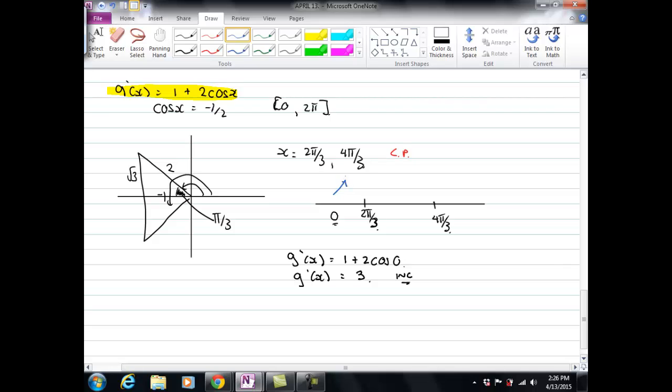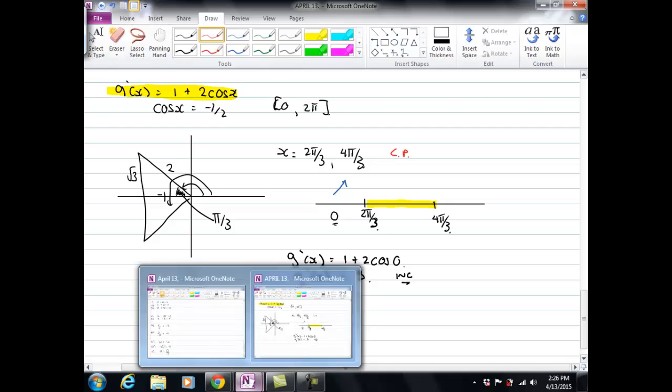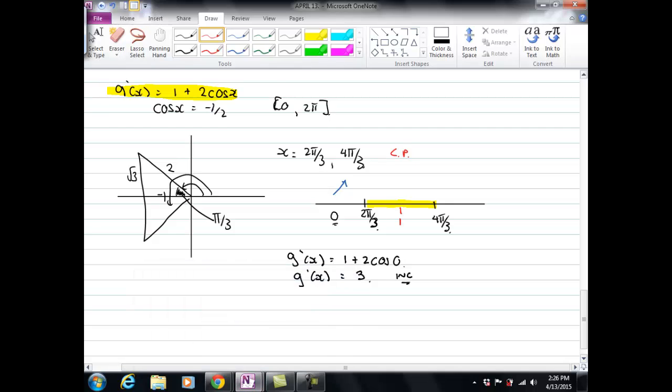Go ahead, do the next one, Yon. Some of you must know, what number should I use between 2 pi by 3 and 4 pi by 3? There's a really easy number. Pi. Because pi is right here.